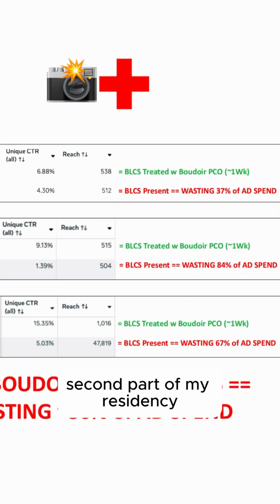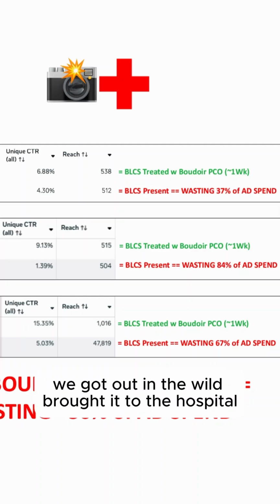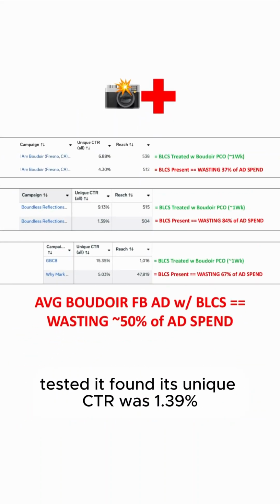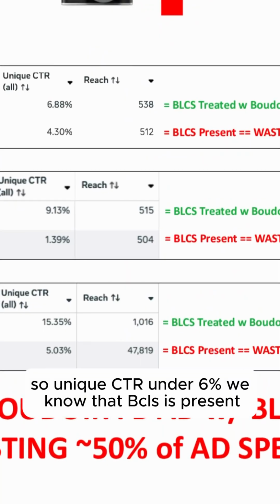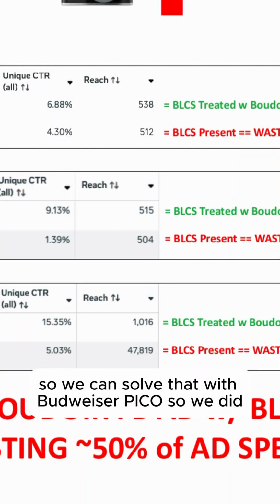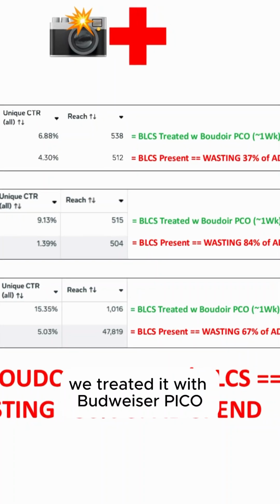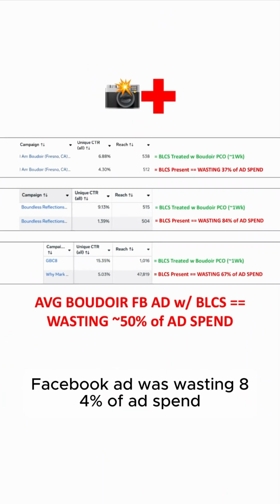Second part of my residency, I found a second Boudoir Facebook ad out in the wild, brought it to the hospital, tested it, and found its unique CTR was 1.39%. So with a unique CTR under 6%, we know that BLCS is present. So Boudoir low click syndrome. So we can solve that with Boudoir Pico. So we did. We treated it with Boudoir Pico, it took about a week, and we got the unique CTR up to 9.13%. So we found out the original Boudoir Facebook ad was wasting 84% of ad spend.